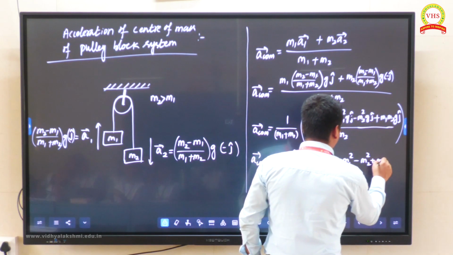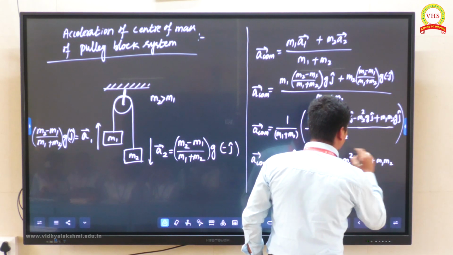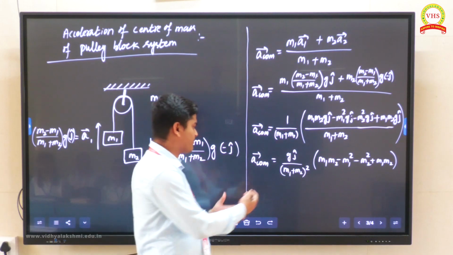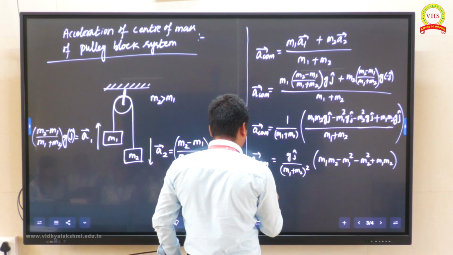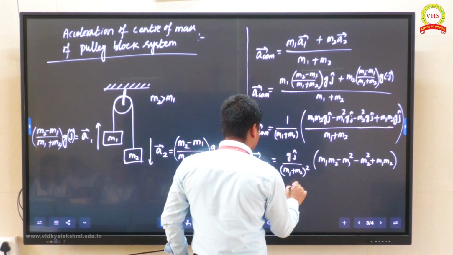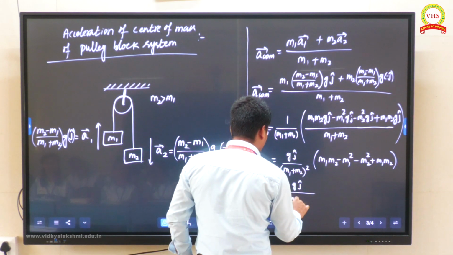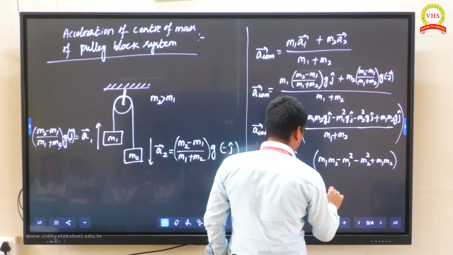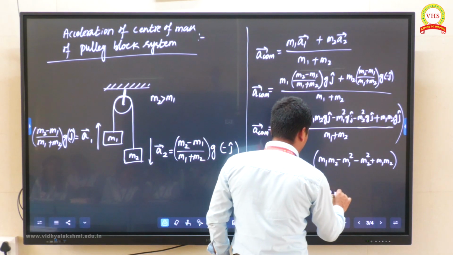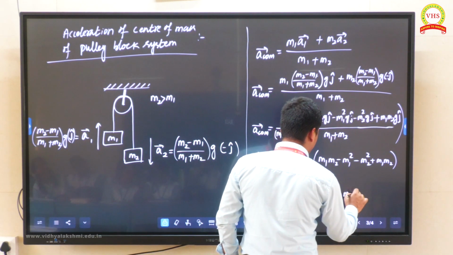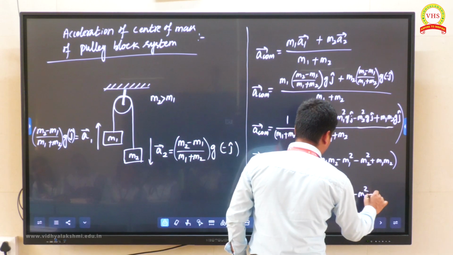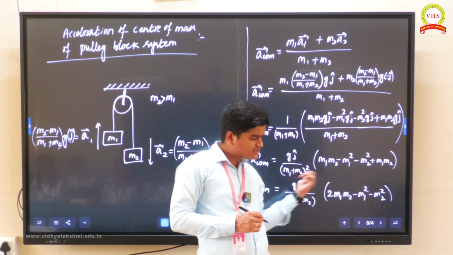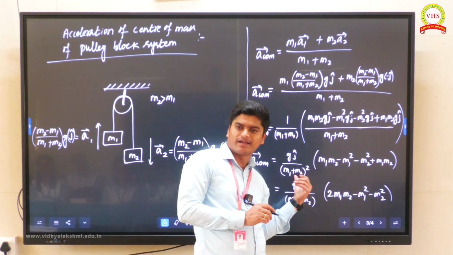m2 square plus m1 m2. Yes or no? Clear or not? Now here if I do a little modification, what will I write? g j cap over (m1 plus m2). Now this one, it will basically come 2 m1 m2 minus m1 square minus m2 square. Yes or no? Now here I want to take one minus common. I'll take one minus common.